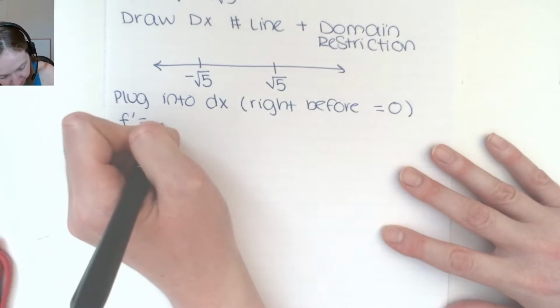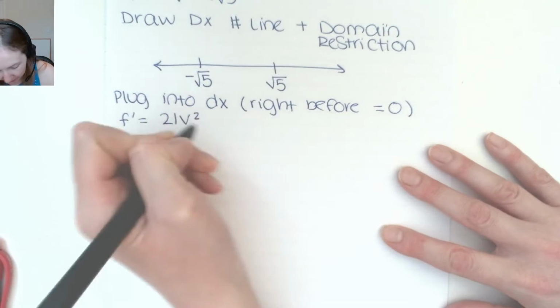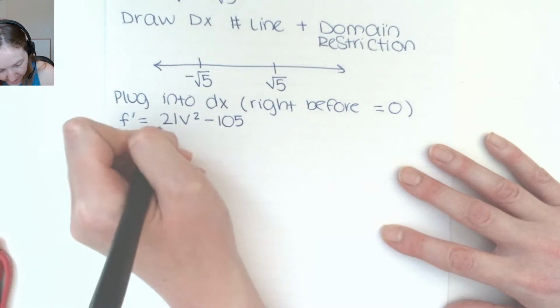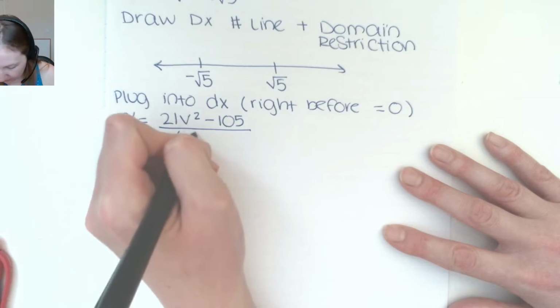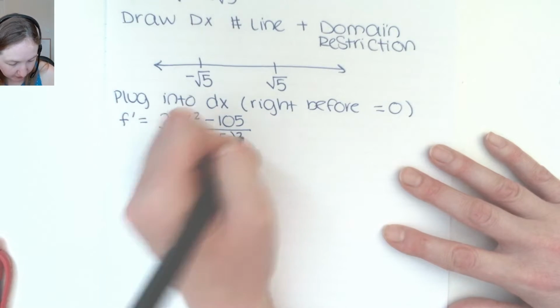So that derivative looked like, and let me flip back here really quick. Get my lined paper so it's not all over the place, okay? So my derivative looked like 21v squared minus 105 over v squared plus 5 quantity squared.